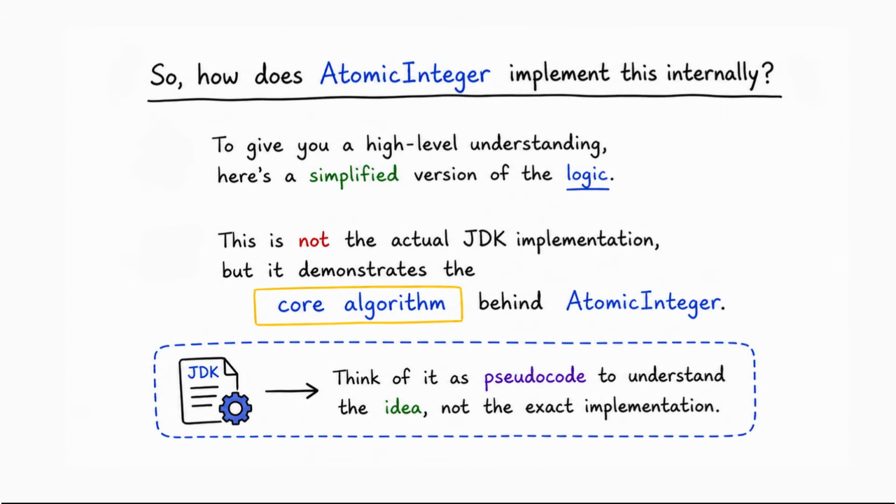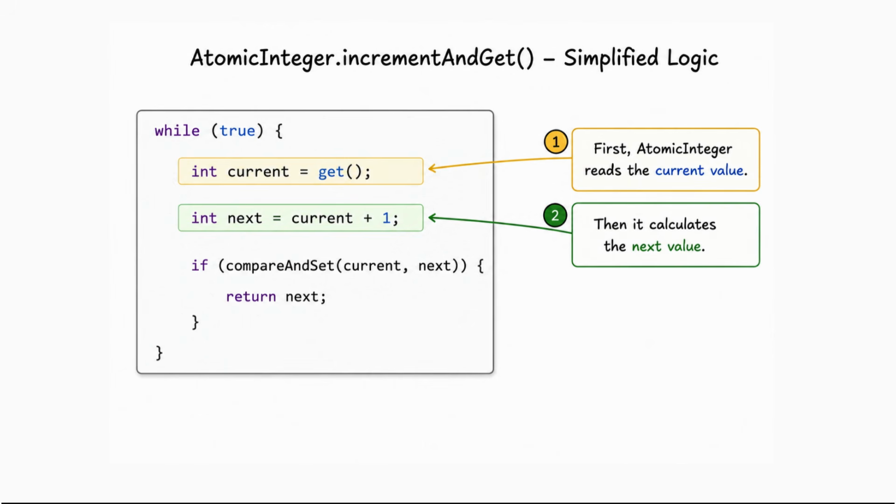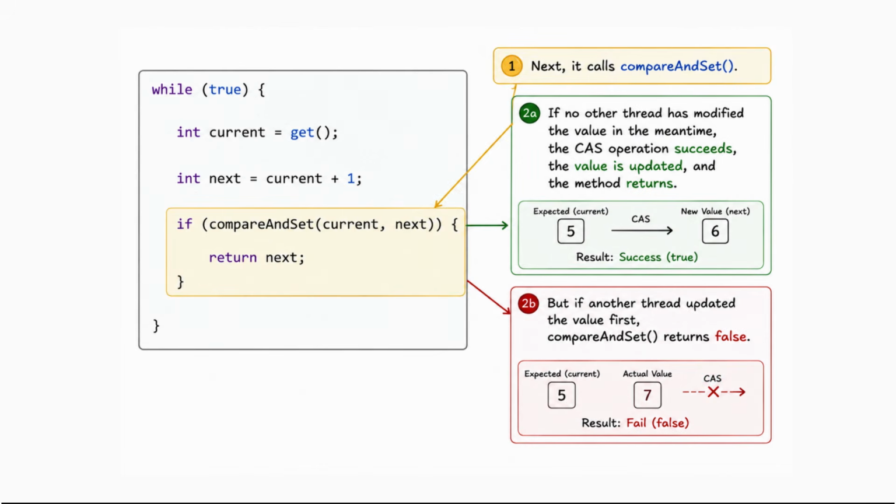So how does atomic integer implement this logic internally? To give you a high level understanding, here is a simplified version of the logic. This is not the actual JDK implementation, but it demonstrates the core algorithm behind atomic integer. So let's connect this code with the example we just saw. First, atomic integer reads the current value, then it calculates the next value. Next, it calls the compare and set method. If no other thread has modified the value in the meantime, the compare and set operation succeeds, the value is updated and the method returns.